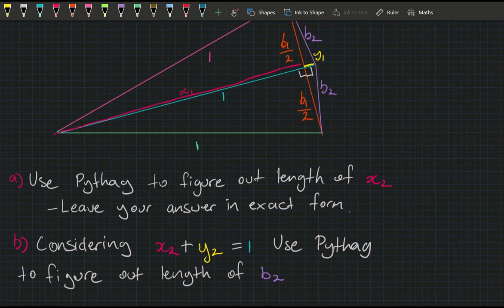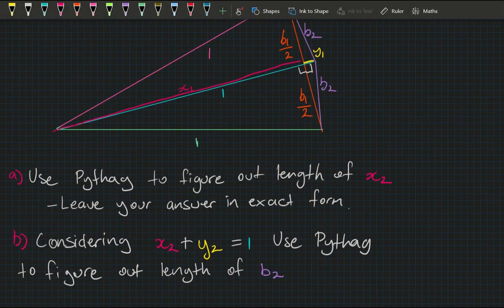And this is a post-edit edit. I've noticed I've just made a mistake here. On the diagram where I've written x1, that should be x2. And where I wrote y1, can you guess that that should also be y2? Okay, so this should make a lot more sense now. x2 and y2 add together to make a length of 1. And using Pythagoras' theorem, you should be able to figure out b2 after you've figured out what x2 is. Alright, back to the video.